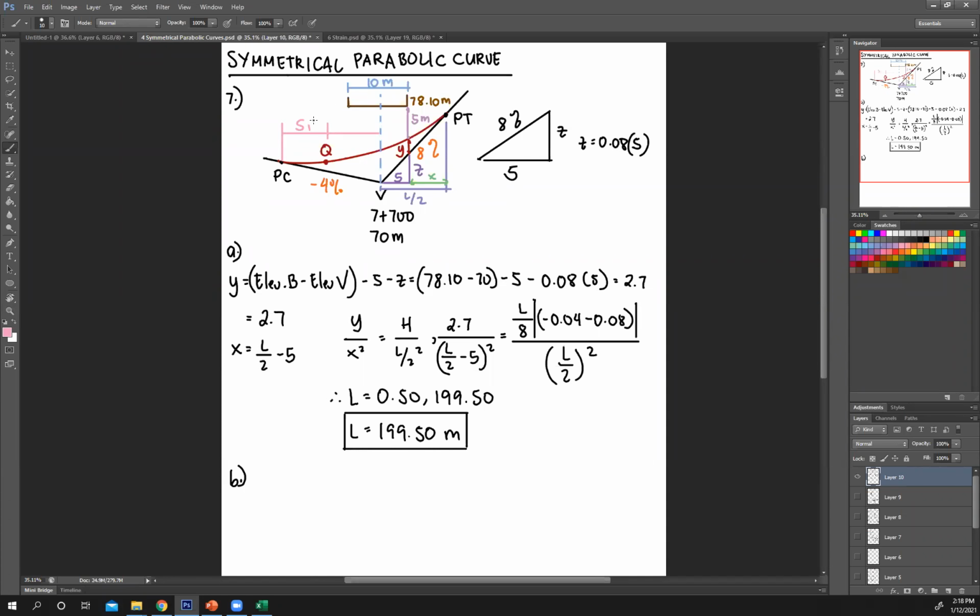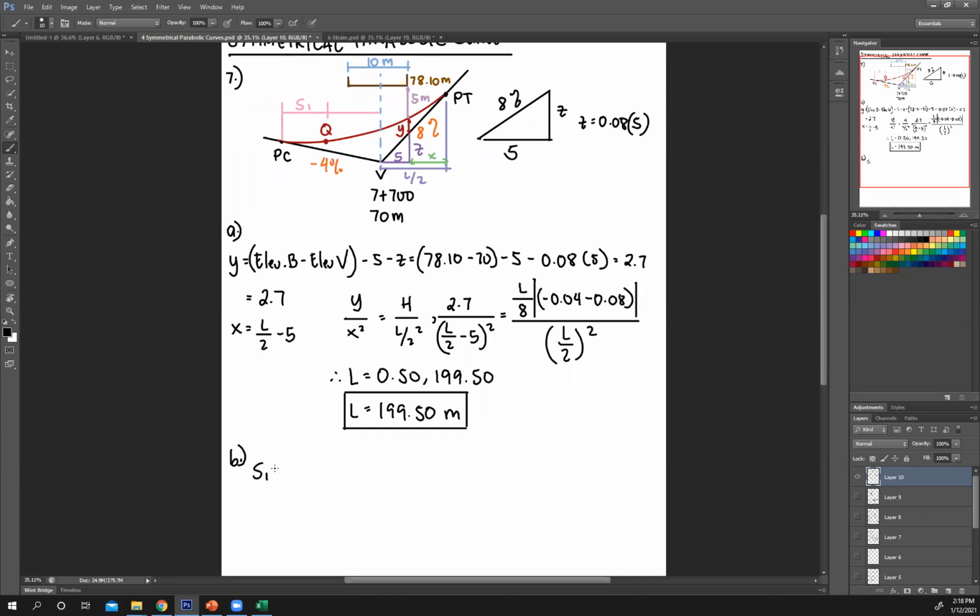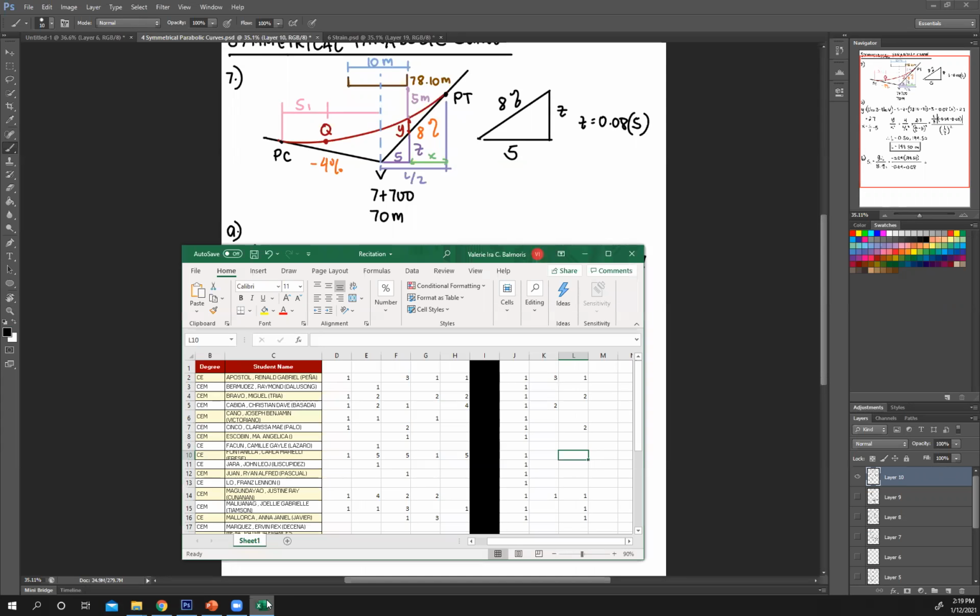This is S1, right? PC to the lowest point. So let's solve for S1. Again, S1 is just G1L over G1 minus G2. So G1 is negative 0.04, the length we already know is 199.50, all over negative 0.04 minus 0.08. What's the answer? 66.5, correct.